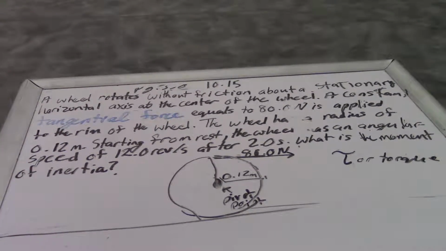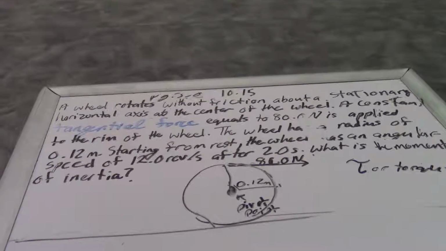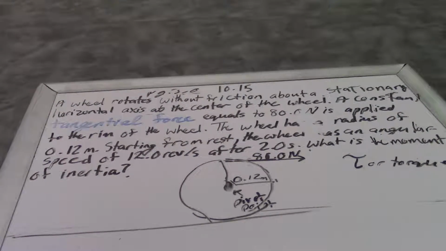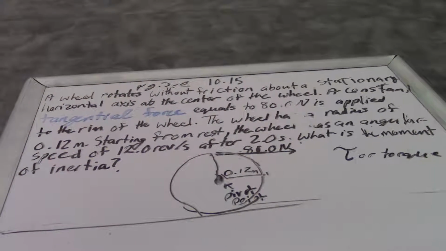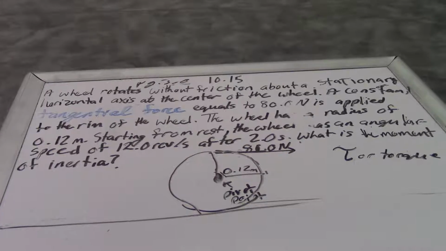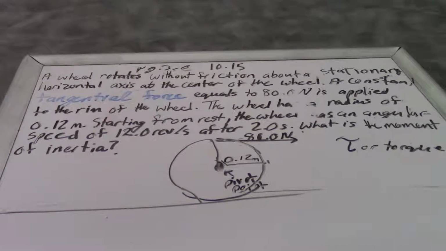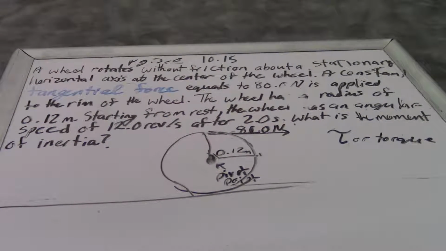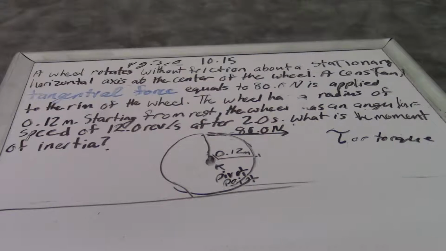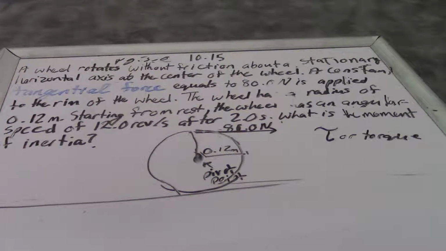Okay, so the problem we have here is 10.15, and it's an additional example problem that Professor Mayer has given to us from the book. In this problem, we don't have friction, we're going to ignore it. But the wheel is going to be rotating, stationary along the horizontal axis at the center of the wheel. And so we have a constant tangential force, which is equal to 80 newtons, and it's going to be applied to the rim of the wheel.